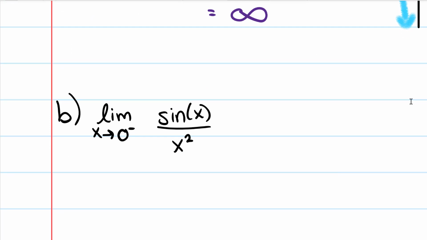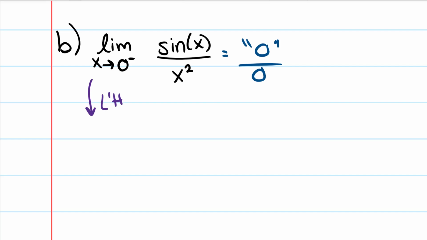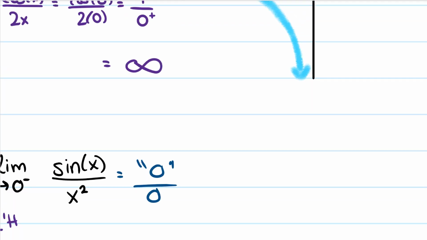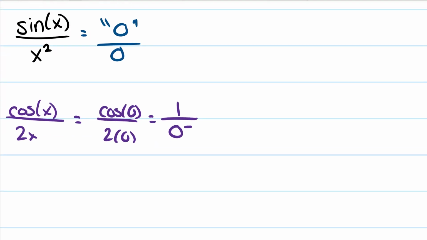In part B, we're going to look at the limit as we approach from the left. So the same way as part A, if we plug in 0, you get 0 over 0. Doesn't really tell us anything. So by using L'Hopital's rule, we get that this is the limit as x approaches 0 from the left of cosine of x over 2x. And then by using our direct substitution again, we get cosine of 0 over 2 times 0, which is 1 over 0 from the left. And by looking back at the graph, when we approach from the left, we go down towards negative infinity. So this is going to be negative infinity.